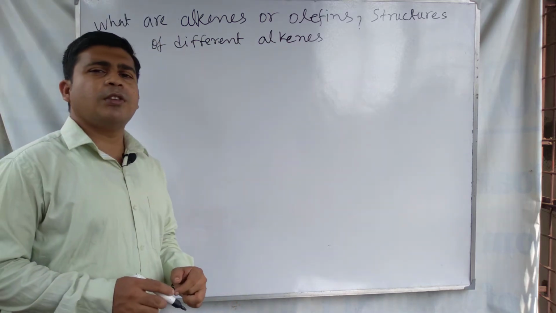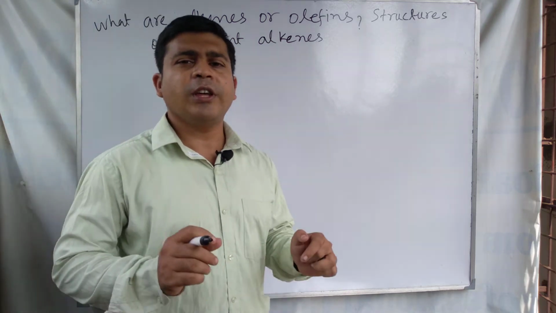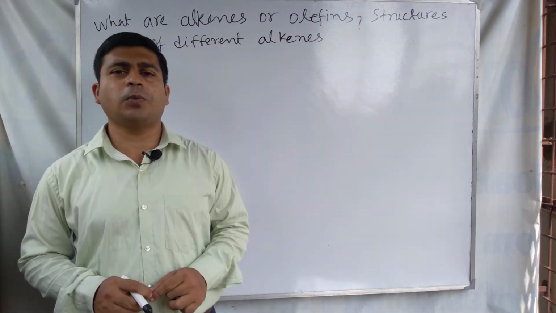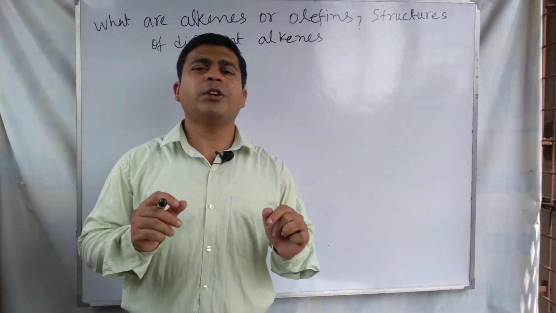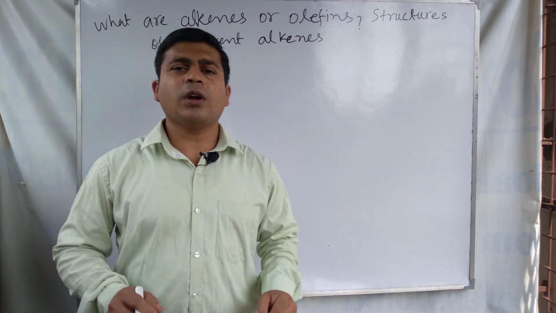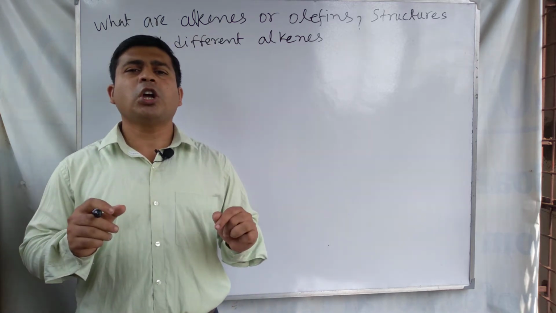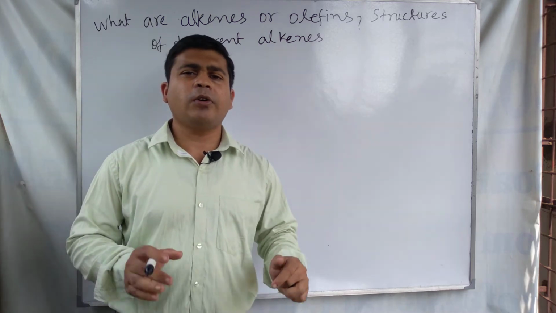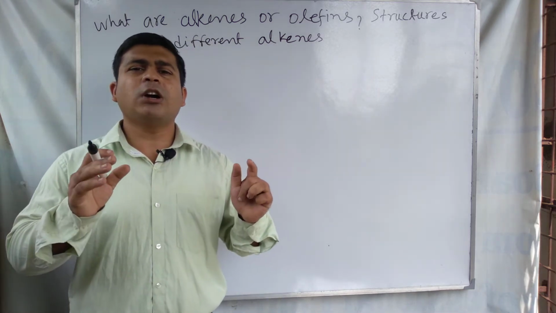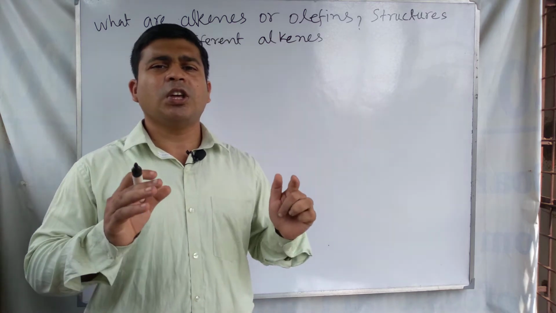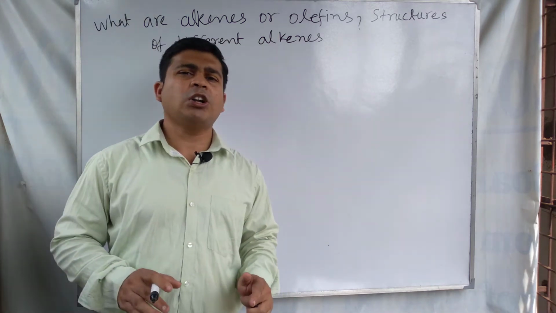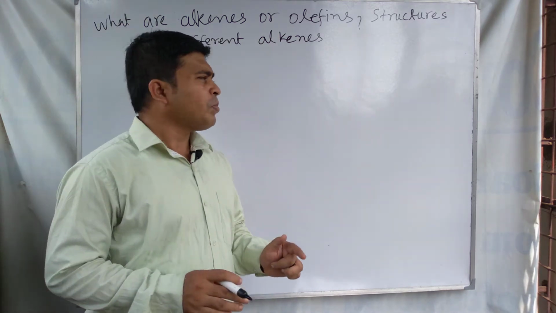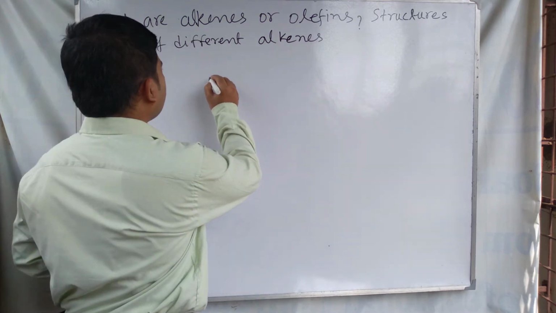Alkenes are unsaturated hydrocarbons. A carbon-carbon double bond is present here, so hydrocarbons with a carbon-carbon double bond are called alkenes. For alkenes, the carbon-carbon double bond must be present.